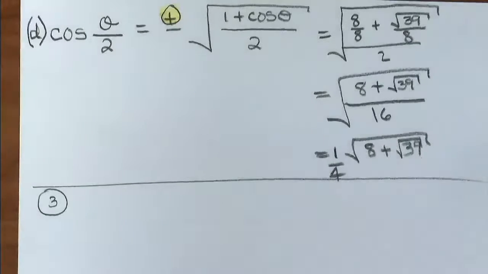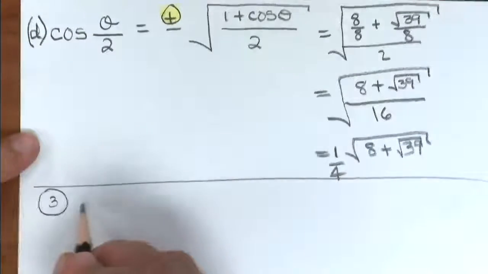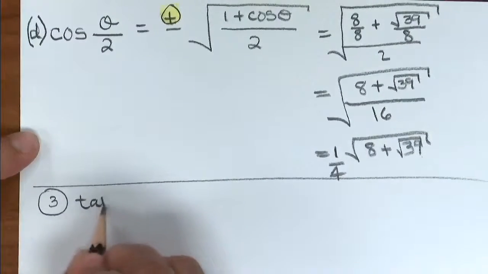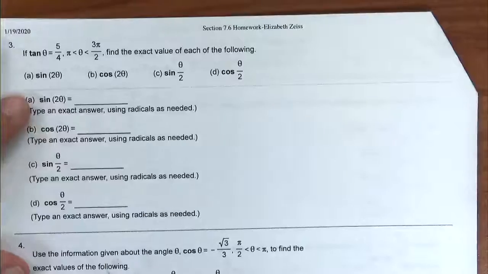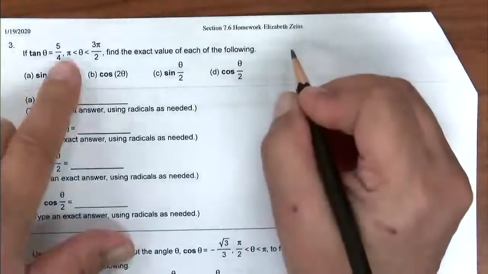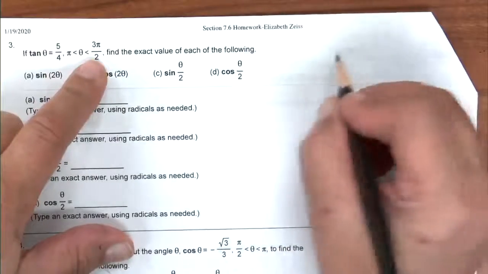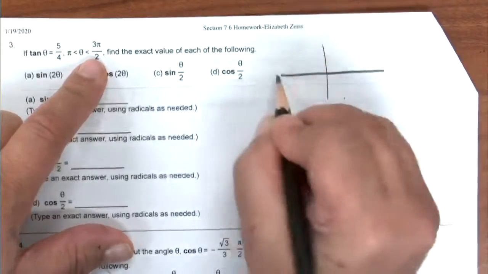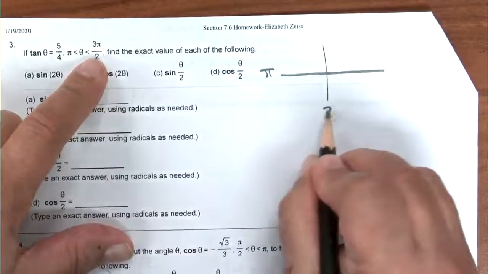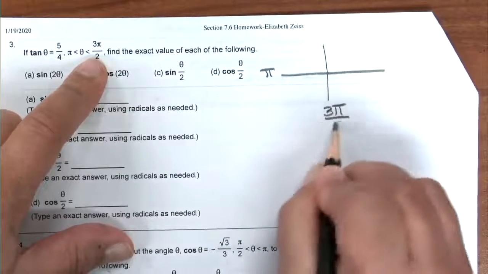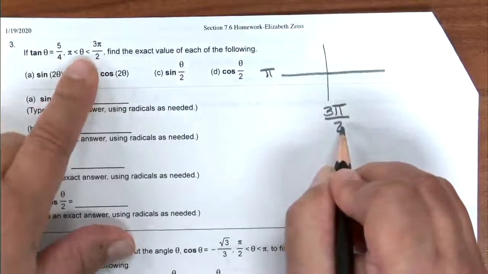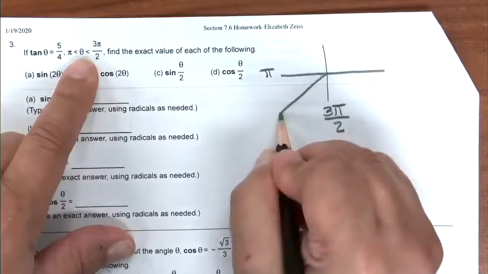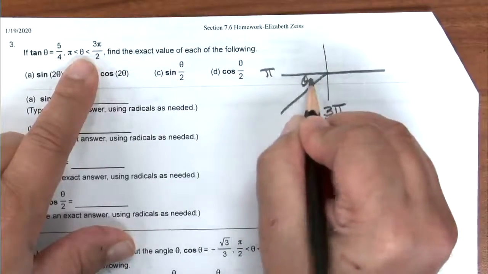Okay, so let's see. Number 5 starts off with, maybe I will have some room to do it here. Okay, so my picture. Let's get a picture here. It says that tan of theta is 5/4. We should be between pi and 3 pi over 2. All right, so let's see. Pi. Here's 3 pi over 2. My rotating arm in theta is supposed to be in between. I'll just call that theta.